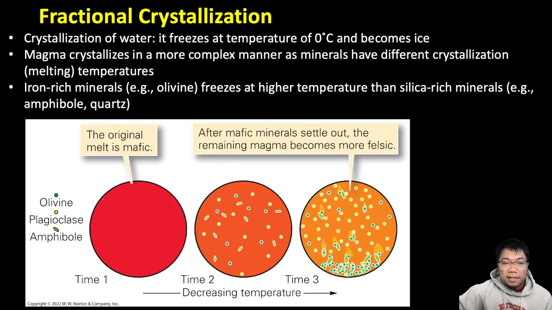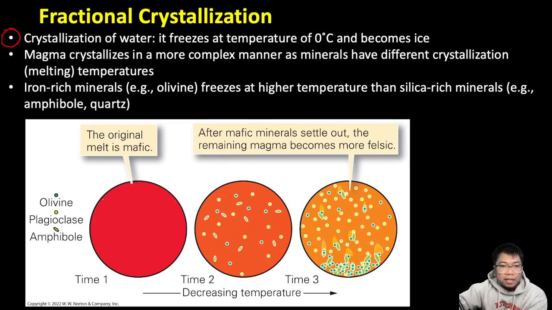And the last process is called fractional crystallization. Okay, so again, I want you to think about crystallization of water. It freezes at a temperature of 0 degrees Celsius, and it will start to become ice at 0 degrees Celsius. But magma, again, is not that straightforward, because different minerals will start to crystallize at different crystallization temperatures. And that is the reason why I said magma crystallizes in a more complex manner than ice, because minerals have different crystallization temperatures.